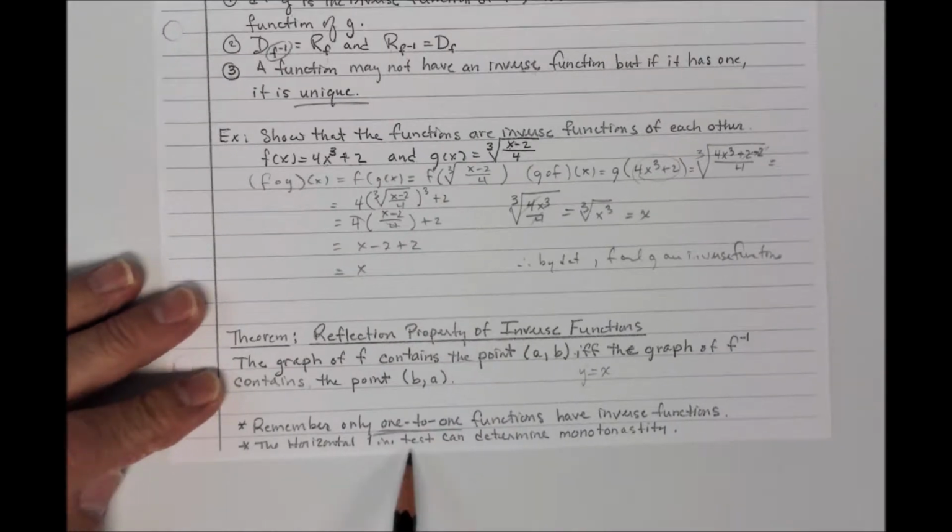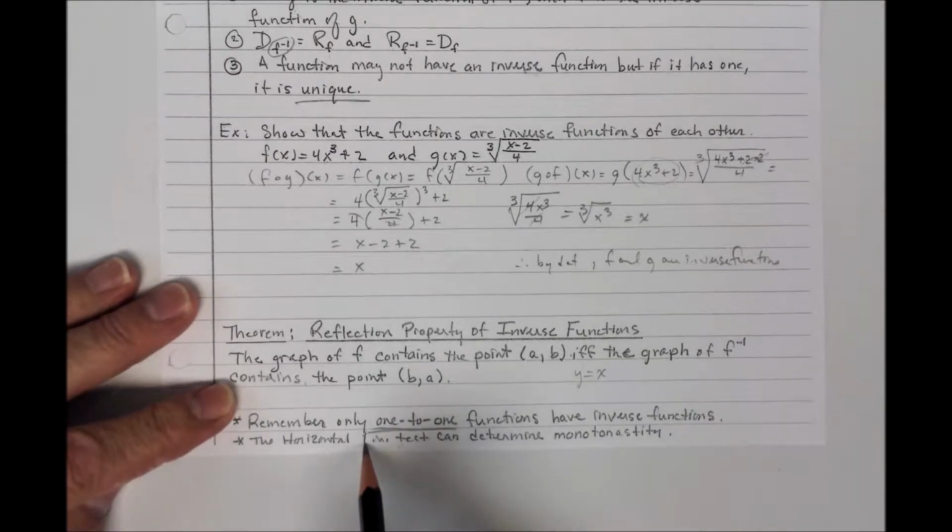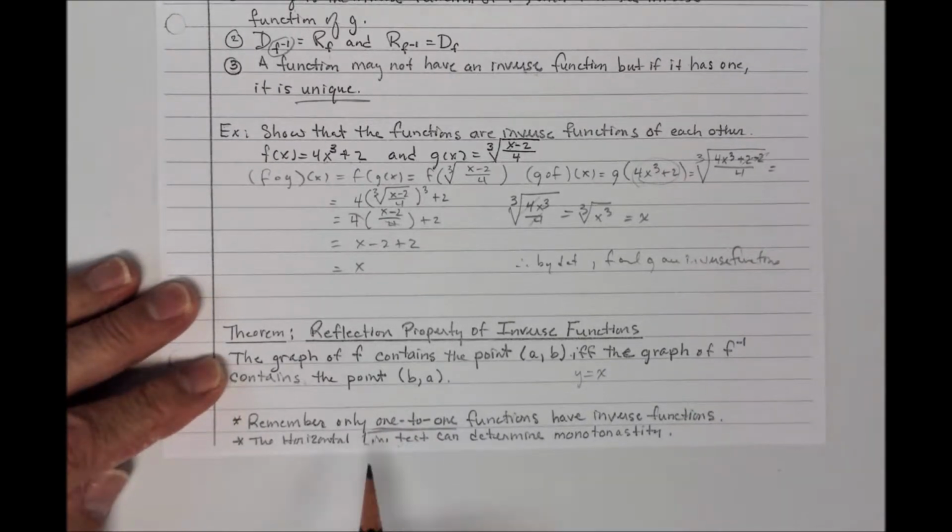Remember, one-to-one functions can be determined by using the horizontal line test. It got kind of cut off there. Sorry about that. That's supposed to say horizontal line test. And the horizontal line test shows that it's either always increasing or always decreasing. Monotonicity. Oof, there's a good hangman word right there that shows that it's always increasing or always decreasing.